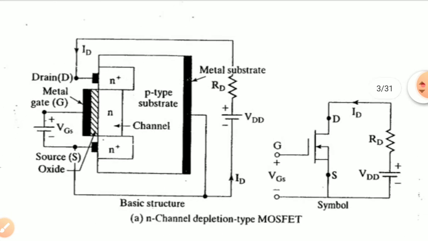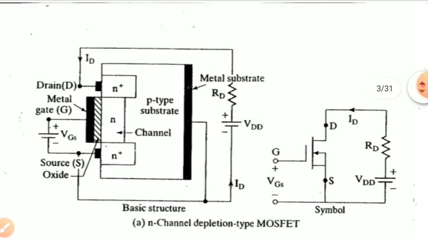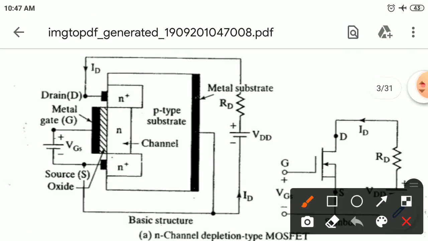So this is the N channel depletion type MOSFET. This is the view of the N channel depletion type MOSFET. First we'll discuss what exactly the N channel depletion MOSFET is, and then we'll discuss the enhancement type MOSFET. Here the N channel depletion type MOSFET is formed on a p type silicon substrate, as shown in the figure, with two heavily doped n plus silicon sections.